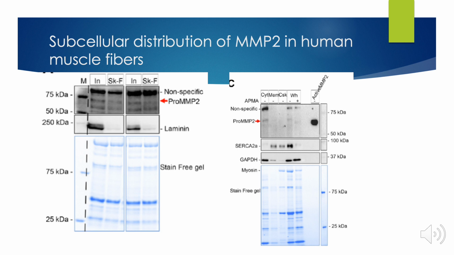There was a faint band for pro-MMP2 and a very dark band for active MMP2. Faint or no bands were seen for membrane and cytoskeletal fractions. The dark band for active MMP2 indicates that the majority of MMP2 in human muscle fibers is diffusible in the cytosol, and little MMP2 is associated with intracellular membranes or present in the cytoskeletal fraction.